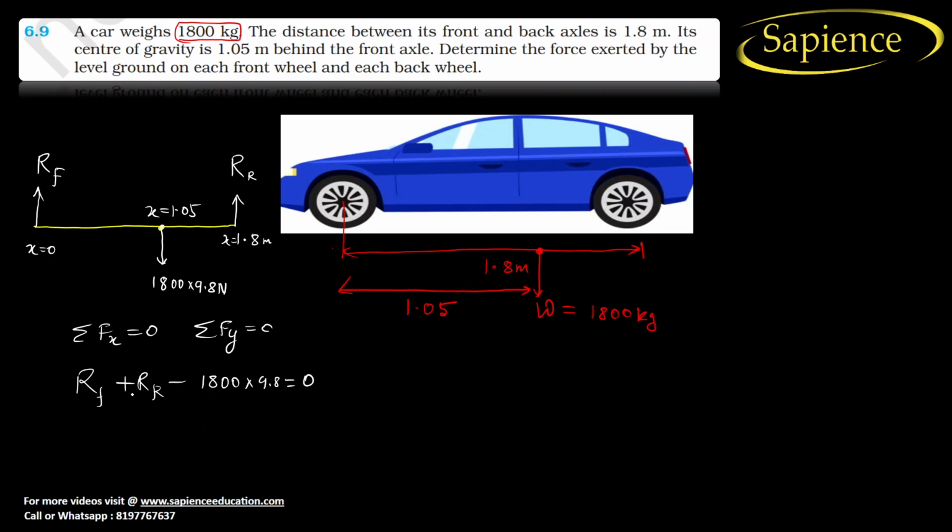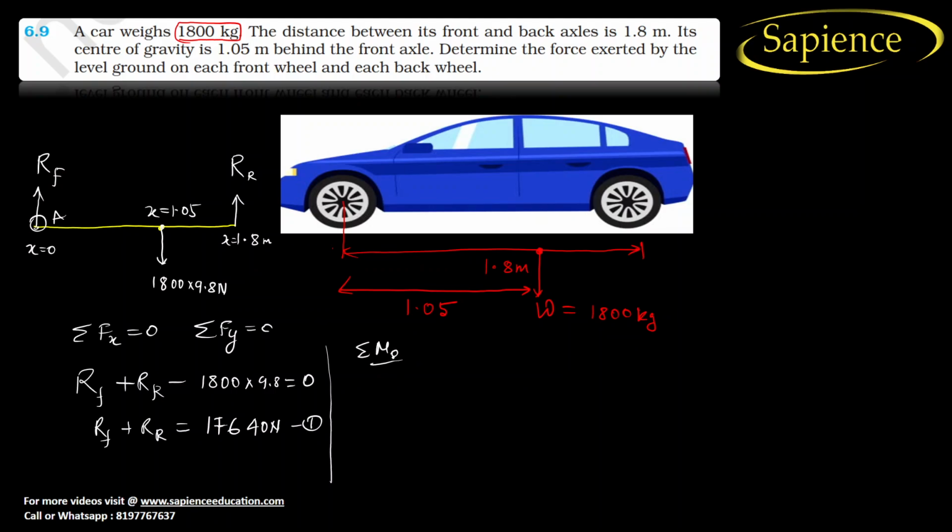is equal to 0. So finally we will get Rf plus Rr is equal to 17640 Newton. Okay, this is one of the equations. Now as we know that the moment should also be equal to 0. So let us consider moment. We can take the moment at a point near the front wheel, where x is equal to 0.